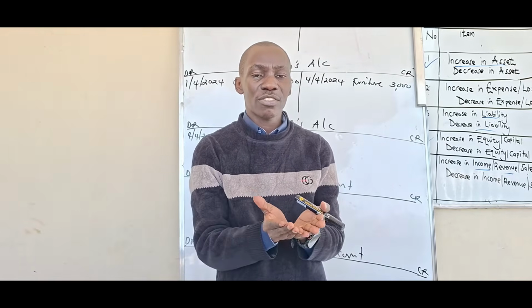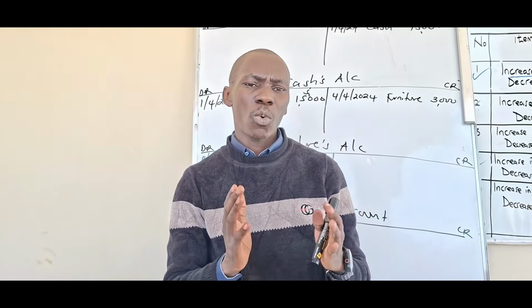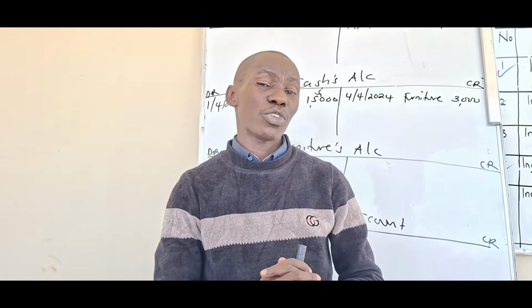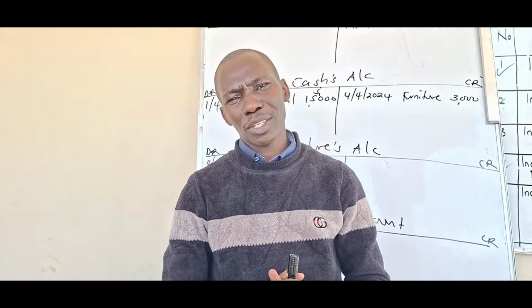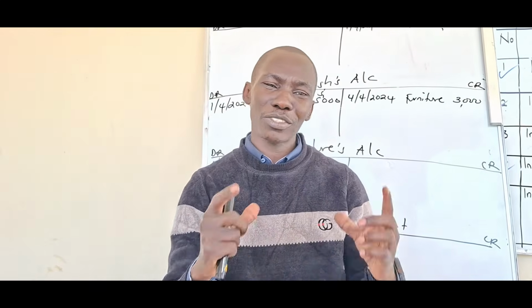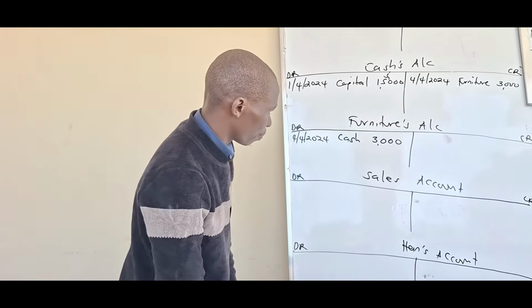Hana is our receivable. Account receivable is an asset, a current asset. When an asset is increasing, we put on the debit side. When it's reducing, we put on the credit side. Don't forget that principle. The moment you master that principle, recording in the ledger accounts becomes very simple for us to handle. Let's take a look here.